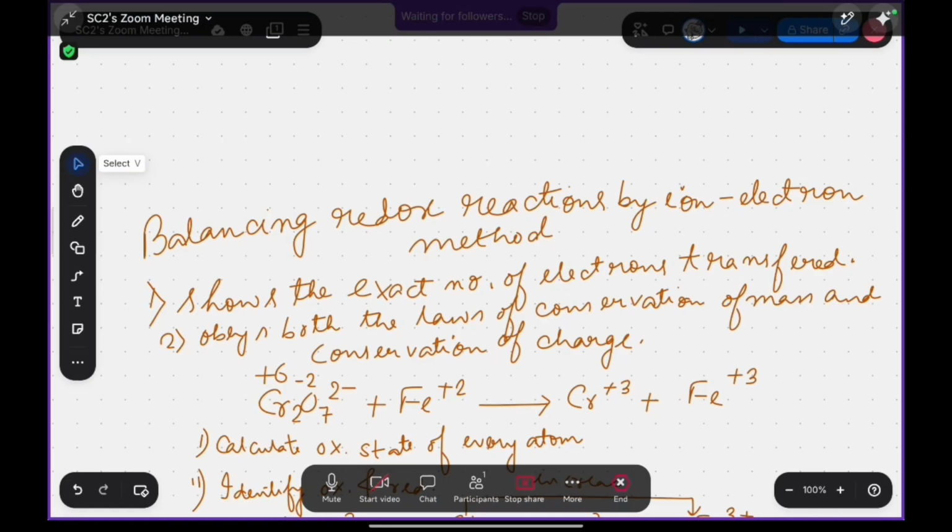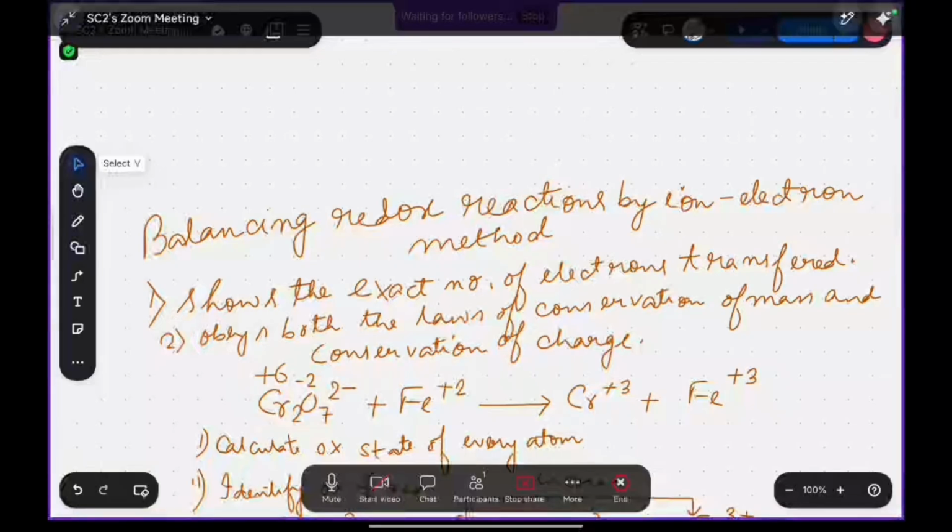Now, what is the significance of this? When you learn the ion-electron method, you understand the exact number of electrons transferred. That means how many electrons are lost during oxidation and how many are gained during reduction. The next point is that this method not only obeys the law of conservation of mass, but also obeys the law of conservation of charge. What is the law of conservation of charge? I will tell you in this video, I will repeat it.